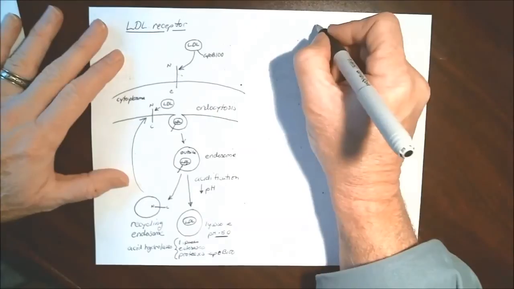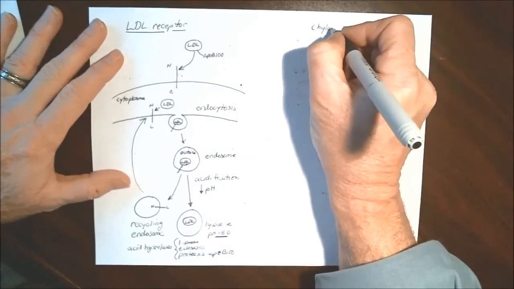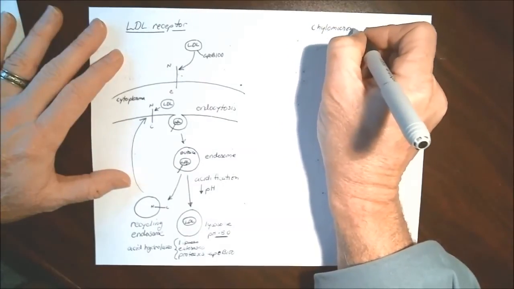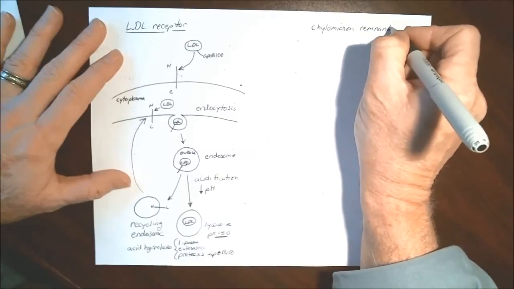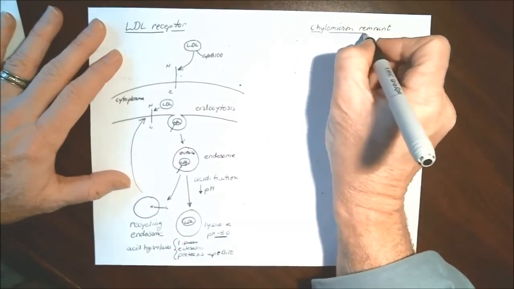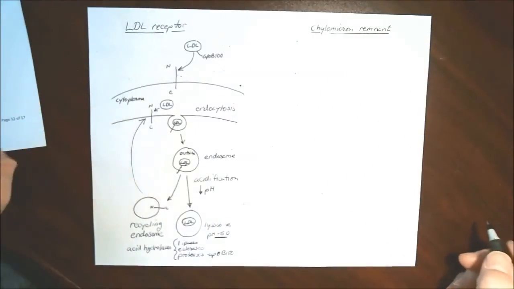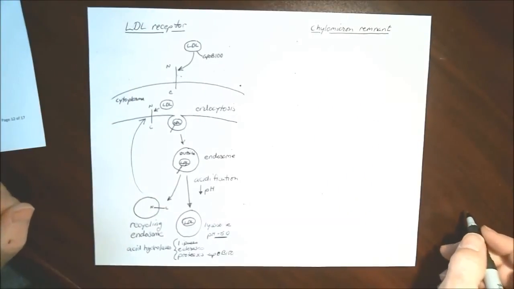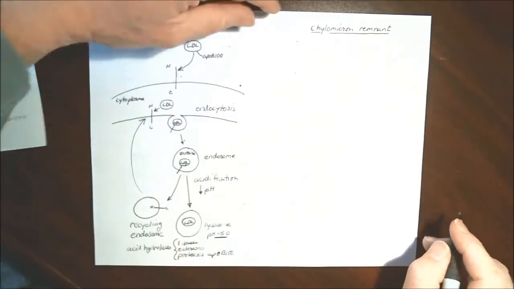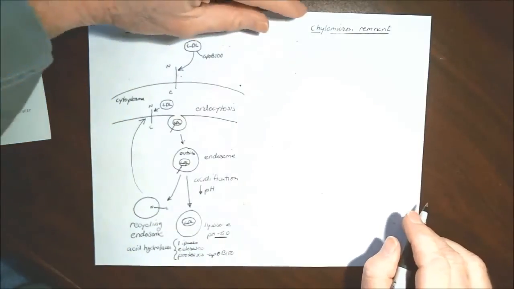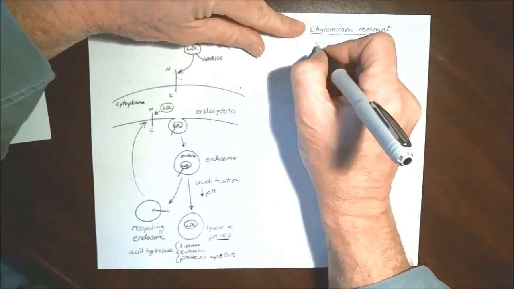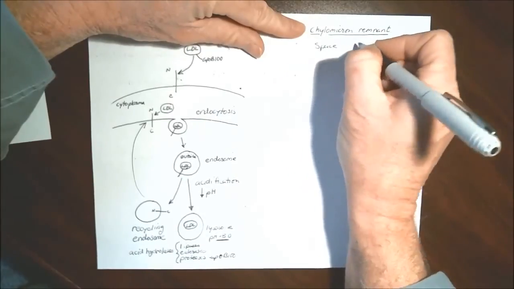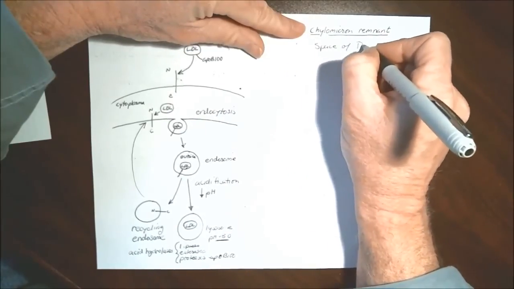Now the chylomicron remnant also undergoes a receptor-mediated event, but it's slightly different because this is happening primarily on the liver. And we have to concern ourselves here with an anatomical structure called the space of Disse.